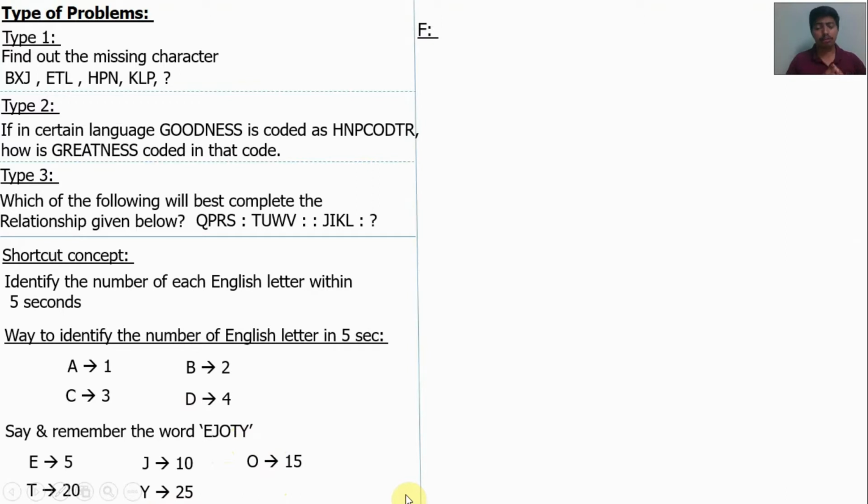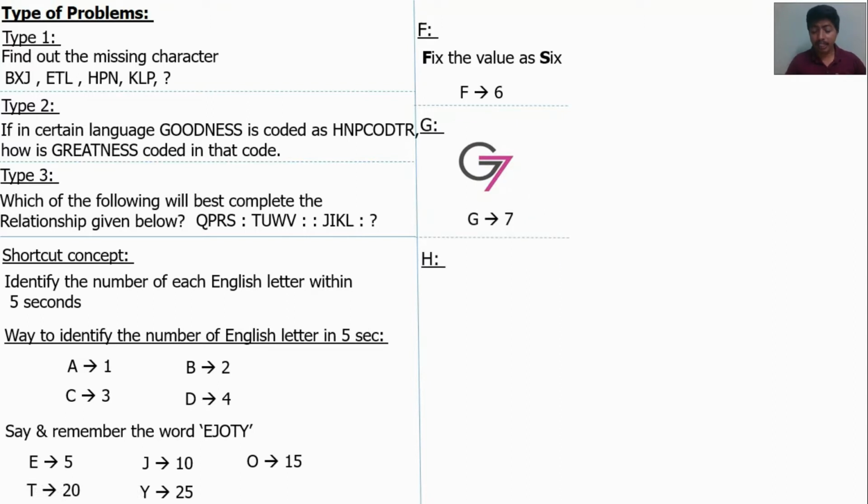Next, F. Remember to fix the value as 6. So F is 6. Next, G. By the shape of the English letter, we can find the position. The G shape is like a 7, so this is the seventh position. Then H. H looks like 8. The shape is like an 8, so H is in 8th position.